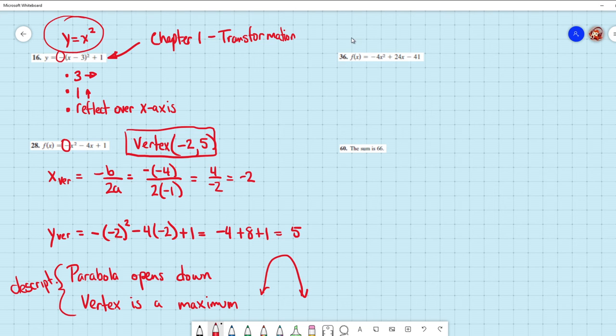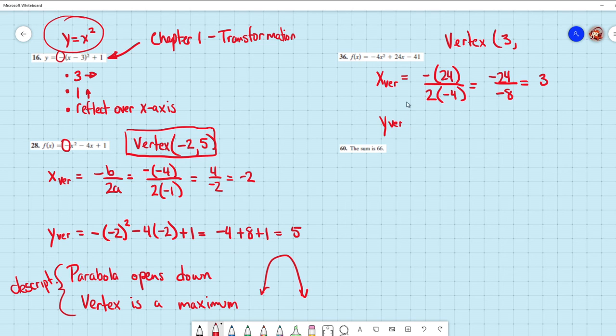Okay. Now let's do the same thing again. We were asked to do the same thing in number 36. So again, I'm going to do the x-coordinate for the vertex. So -b, which in this case is +24, over 2 times a, which is -4. So -24 over -8. So that's a +3. So again, I'm going to write my vertex up here, start forming it. So 3 comma, what's the y value?